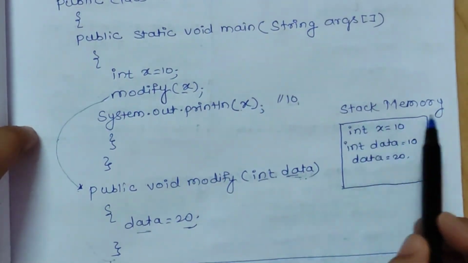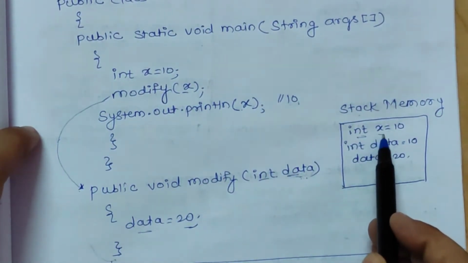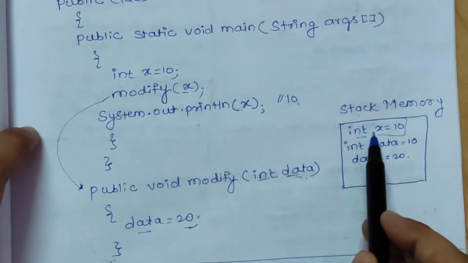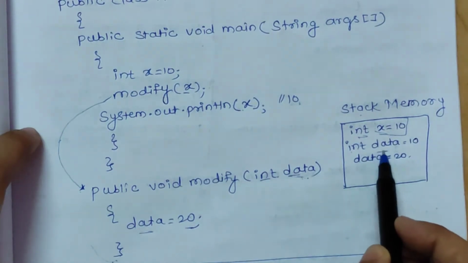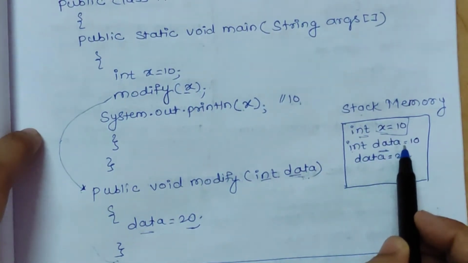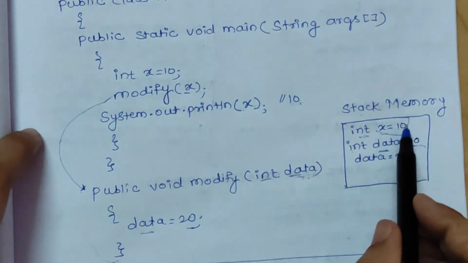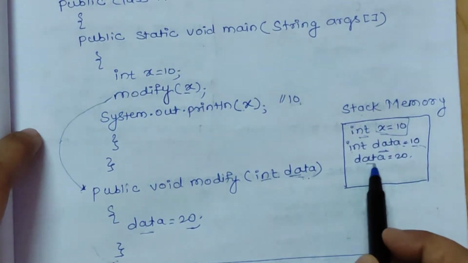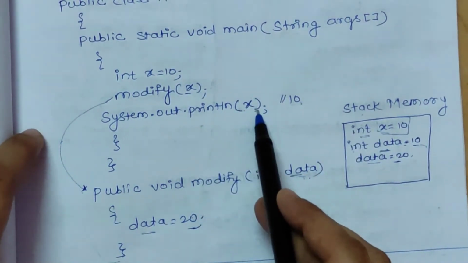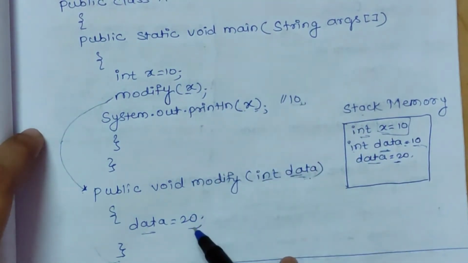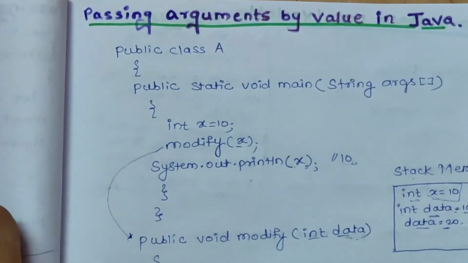You can see here this is a stack memory. In stack memory, first of all integer type of x variable with value 10 is initialized, and then this integer type of data variable, the initial value of data variable is 10 because we have copied this value 10 to data, and next we are modifying the value of data. So when you are printing the value of x, this 10 will be displayed and it will not be 20. This is the concept behind call by value.